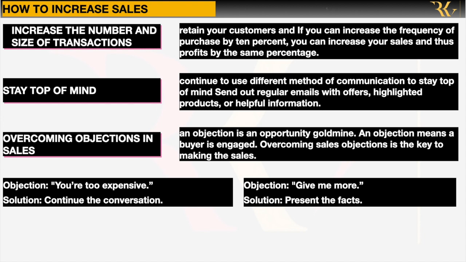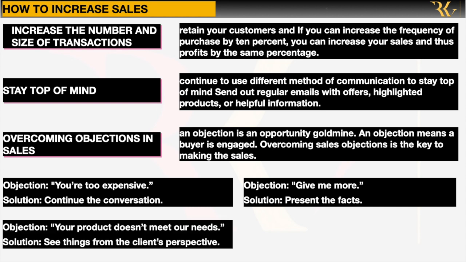Have a clearly articulated reason in your back pocket that clearly explains what makes you better than your competitors. Highlight to your customers what they will receive and why it is, in fact, so great. In other words, sell the value that your product will bring to them. Objection: your product doesn't meet our needs. Solution: see things from the client's perspective. Empathy is a powerful tool when overcoming a sales objection.